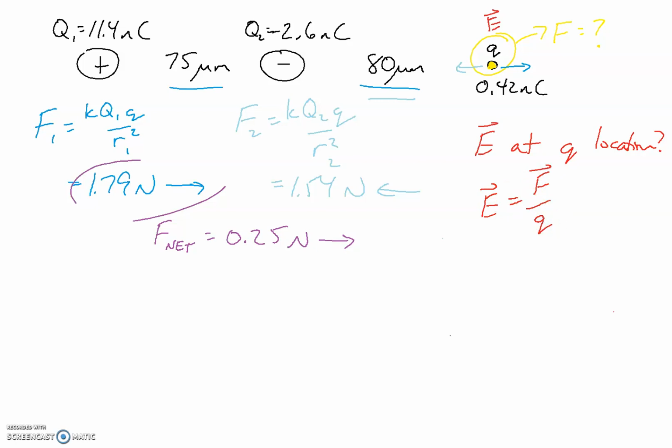So if we take that 0.25 and divide it by the 0.42 times 10 to the power of -9, because that was the little tiny q value, we've got an electric field of about 5.95 times 10 to the 8 newtons per coulomb. Now, this was a positive charge. The positive charge would go with the field. So if the force is towards the right, the electric field must be going towards the right, and this would be the net electric field or total electric field, the combination of the two electric fields put together.